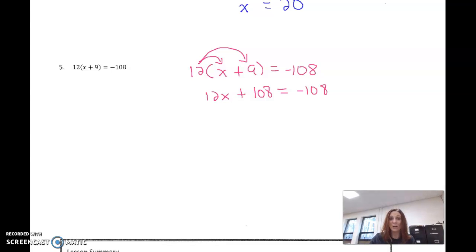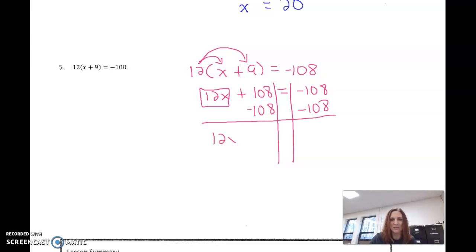Okay? So now, when you get to this point, it should look familiar. We're solving for x, so I'm going to solve for the x term. So this is plus 108. Or it's a positive 108. What do I combine with it to make it go away? A negative 108. Whatever I do to one side, I do to the other.